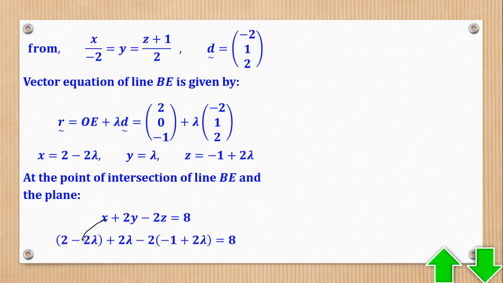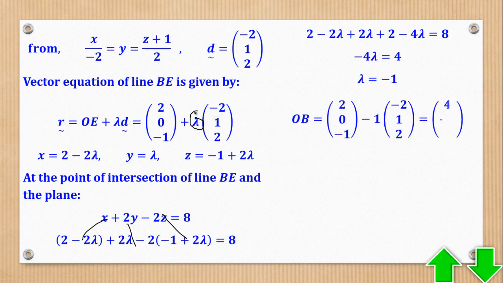So come and substitute for x, for y, and for z. Then expand and simplify to get the value of lambda. After getting the value of lambda, I can now get the coordinates of B. So when you put lambda here, I will get the position vector of B, but they want it in coordinate form. And that is it.